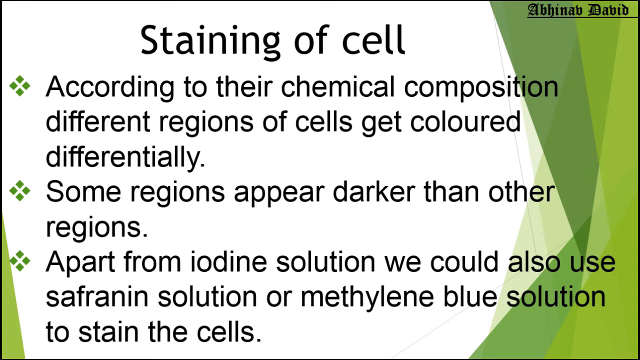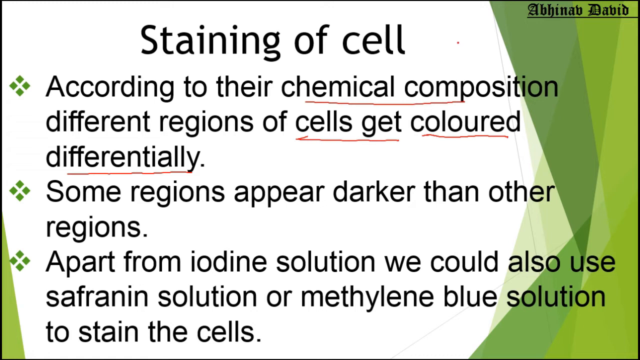So what is given here, you can see in your NCERT: according to the different chemical composition of the different regions of the cell, the different parts of the cell get colored differently. Some parts of the cell get colored darker and some parts get colored lightly. If we take the example of the nucleus, it gets colored very darkly, but the cytoplasm gets colored very lightly, because different chemicals are present in the cell.